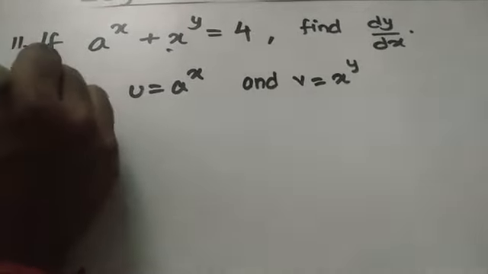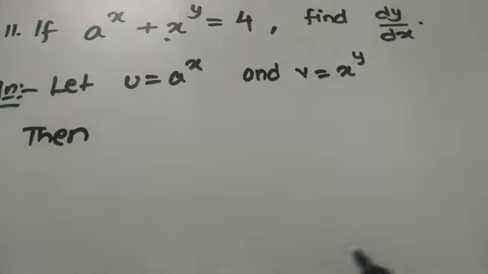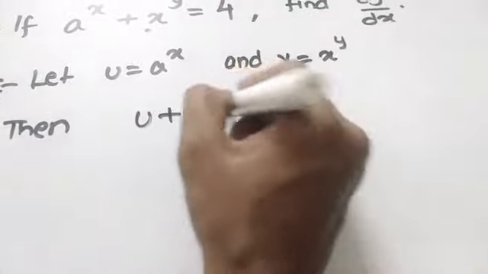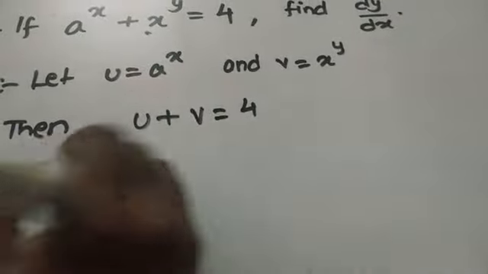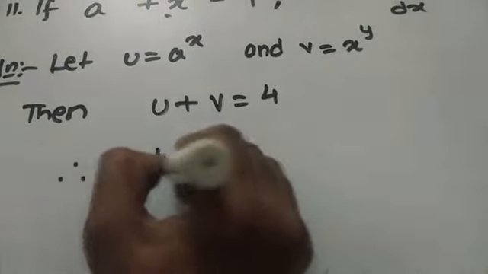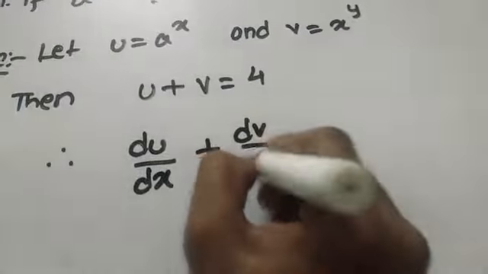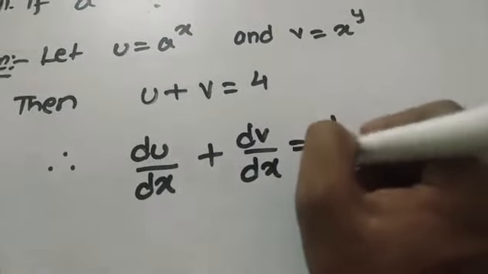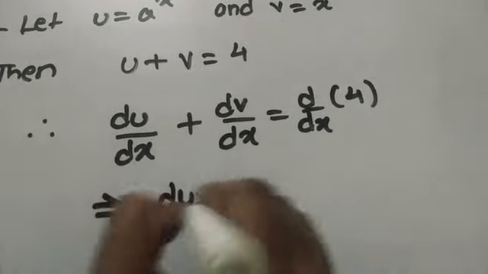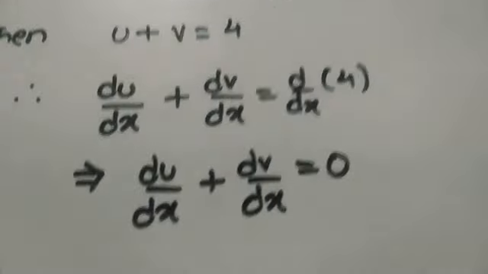So let's start the solution. Then the given question will take this form: a to the power x is your u plus x to the power y is your v equals 4. Therefore, if you differentiate this expression, for u we get du by dx, for v we get dv by dx, and d by dx of the right side, 4, is zero, because 4 is a constant and we know that the derivative of a constant is zero.